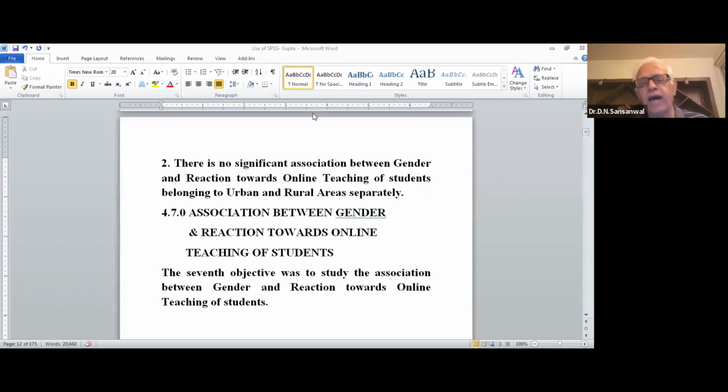Navita, your answer is correct. You are the only one who has given the correct answer. All other answers are wrong. Krishna, your answer is wrong, because you have written gender and reaction, comma, online teaching. This is wrong. My dear friend, this is the one variable and this is the other variable. These are the two variables in this particular objective.